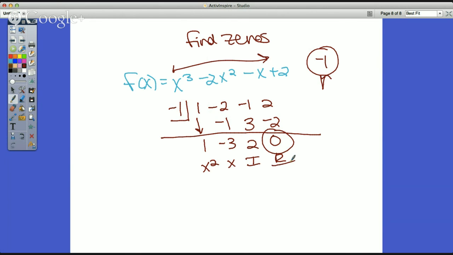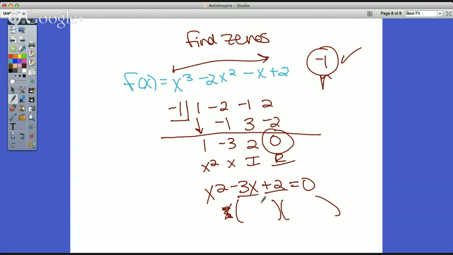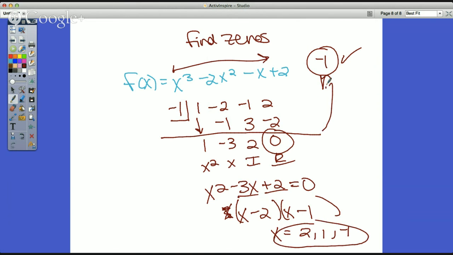And remember, if it has a 0 as my remainder, that is basically telling me that this value, this -1, is certainly a 0. So now I'd have x squared minus 3x plus 2 equals 0. When factored, I ask what two factors when multiplied get me positive 2, but when added equal -3. There's only one: x minus 2 and x minus 1. So when I set those equal to 0, x will be equal to 2, 1, and don't forget that last one, the one that was given to us at the top, -1.